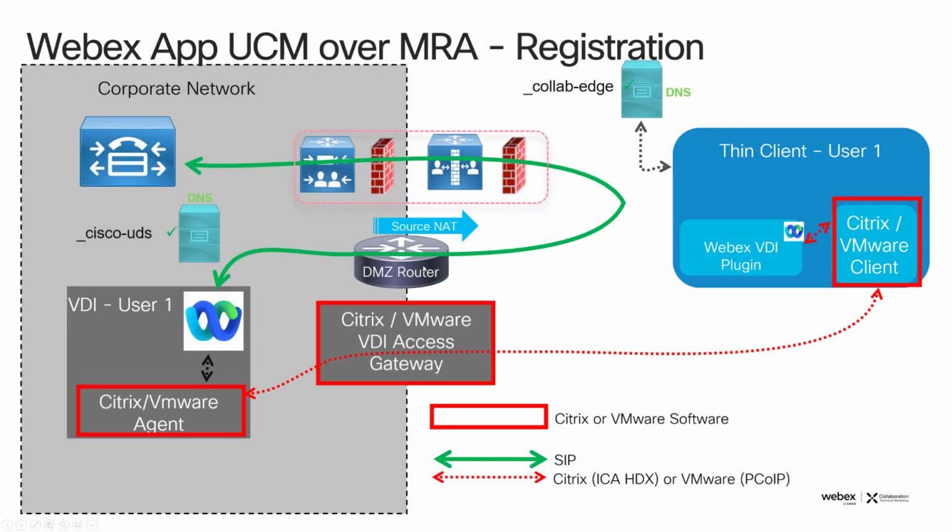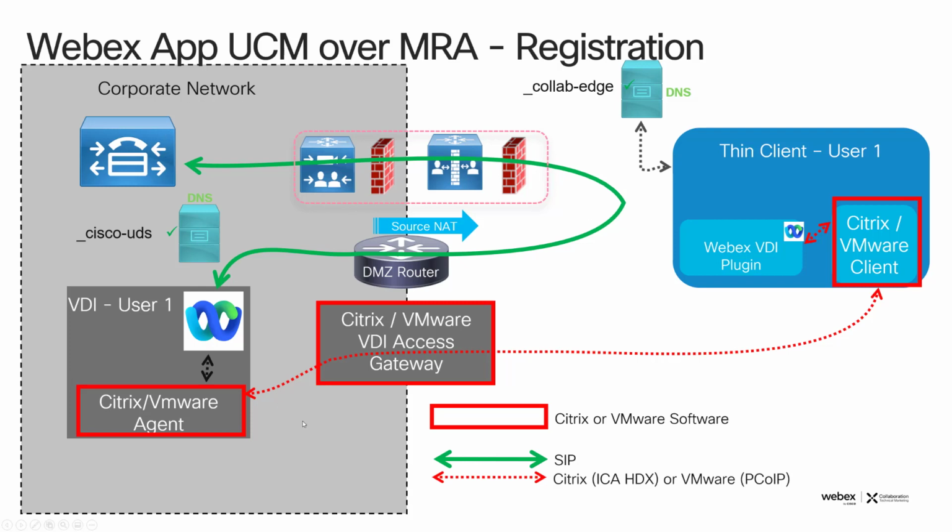Okay, so that scenario was UCM calling where the thin client is on the corporate network. But what if your thin client is not on the corporate network? What if it's a user working from home on their home PC or an organization-provided thin client, and that device is not connected via VPN, for example, back to the corporate network? So this scenario is slightly more complex.